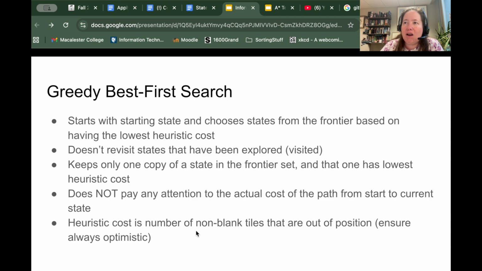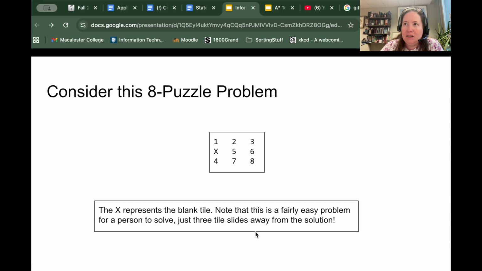The heuristic cost is the number of non-blank tiles that are out of position. So in this case, 1, 2, and 3 are in position, 5 and 6 are in position, 4, 7, and 8 are out of position. So this particular configuration will have a heuristic cost of 3. It will take at least 3 moves to get this into the correct solution. That actually turns out to be accurate, but it would be less accurate for a more complex puzzle.